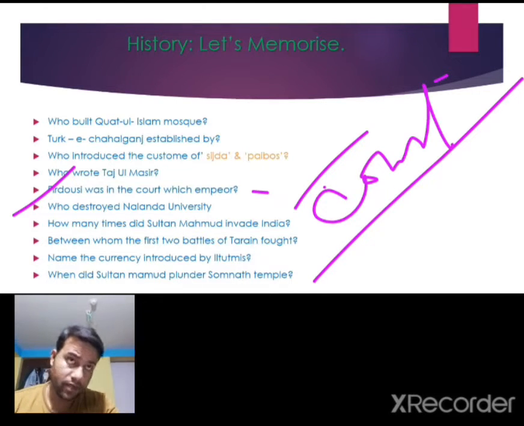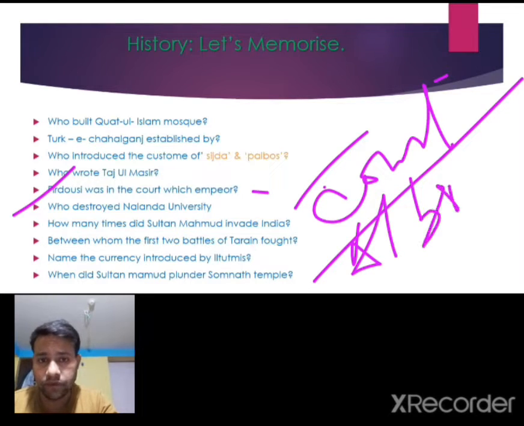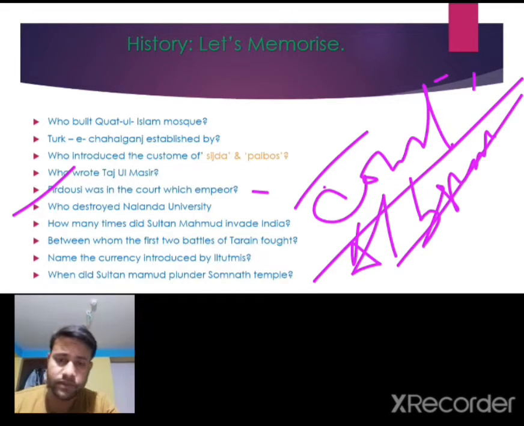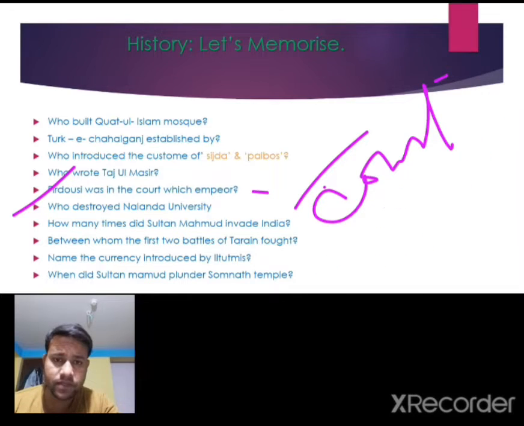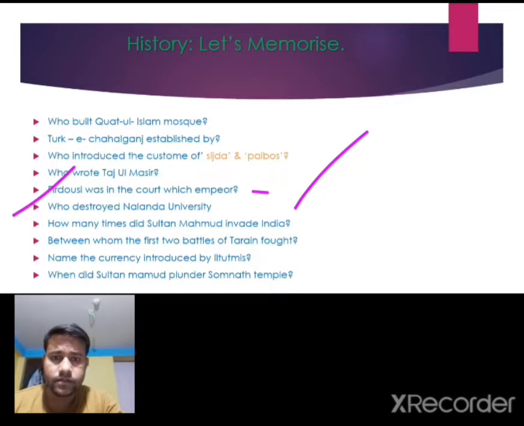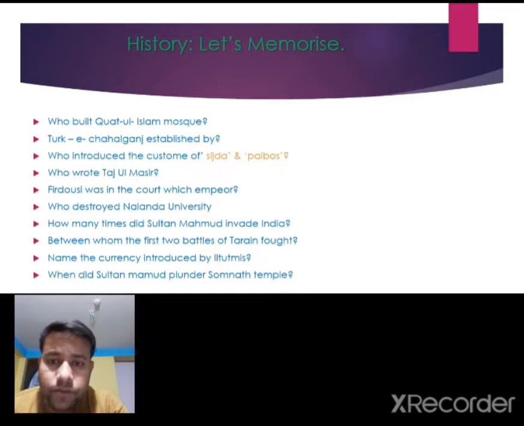And one Alberuni was also in the court of Sultan Mahmud. Okay, all three important personalities were there in the court of Sultan Mahmud, guys. Okay guys. Next question, who destroyed Nalanda University? So Nalanda University destroyed by Ikhtiyaruddin bin Muhammad Bakhtiyar Khalji.